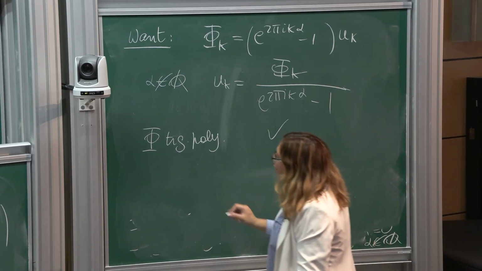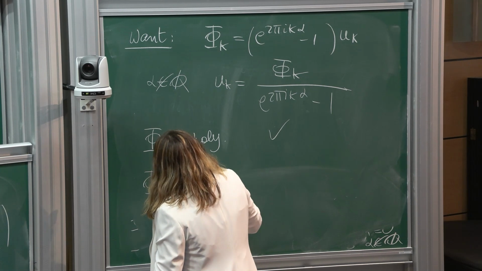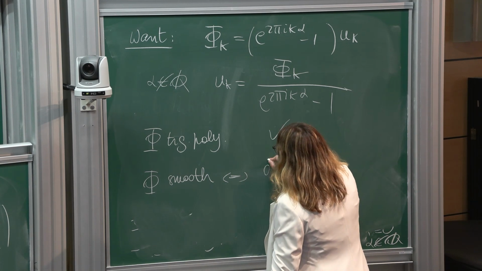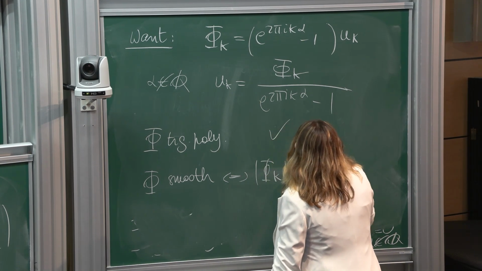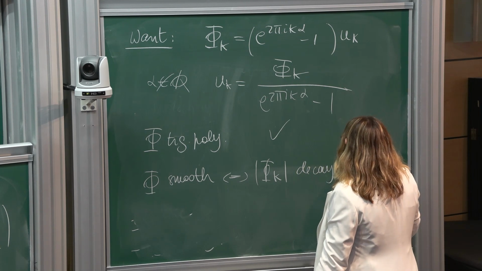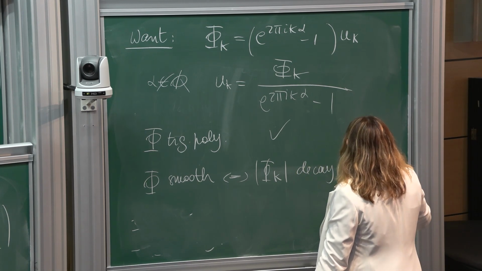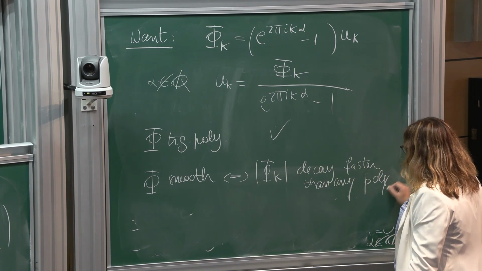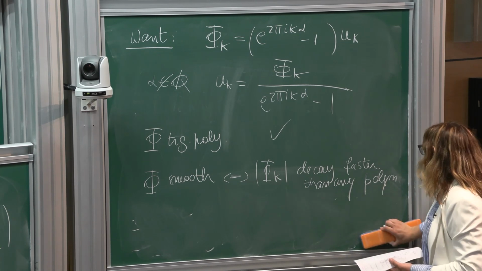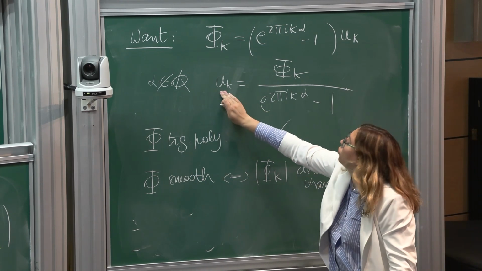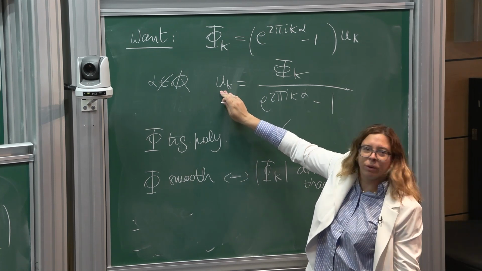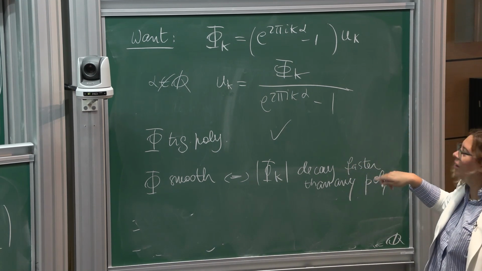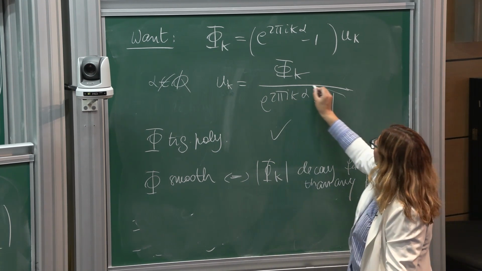I'm done. If phi is smooth, equivalently C infinity, equivalently you have the Fourier coefficients decaying super-polynomially, so faster than polynomial. It's an if and only if. So these are the Fourier coefficients of u. But if you want u to be also smooth, you also need the Fourier coefficients to decay super-polynomially. And there is an issue.